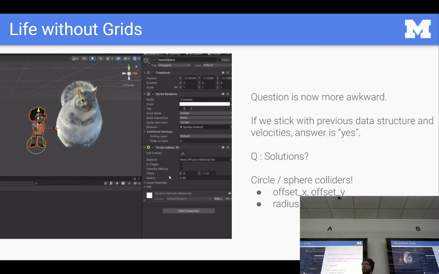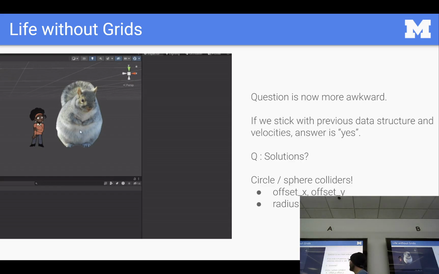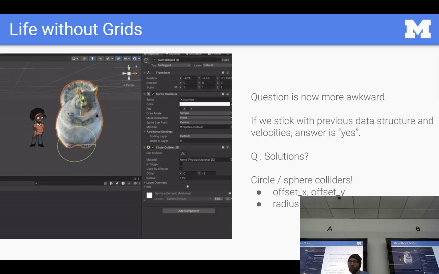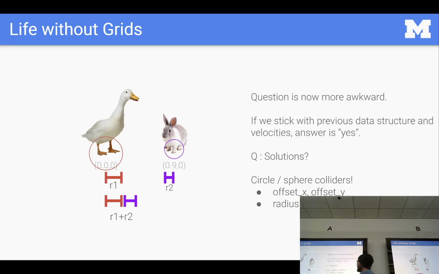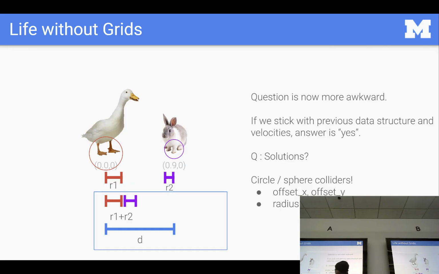They require a radius. They also require an offset x and an offset y. Sometimes, if you want to do an oval, you might give it a radius x, radius y. But here we have these two radius values, and we can add them. We also have this value that represents the distance between them. If the distance between them is larger than the sum of their radii, then you can say they're not colliding. And they are not colliding.